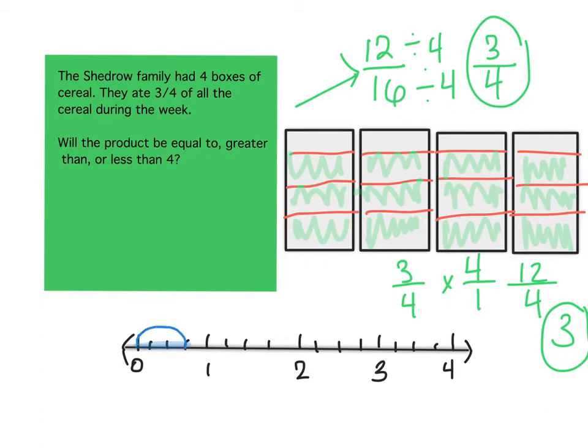They ate 3/4 4 times. So it's 1, 2, 3. And 1, 2, 3. Ending them at exactly 3 boxes. So it would be less than. And that's all our question was asking us. And we probably knew that before we even did any of this work.